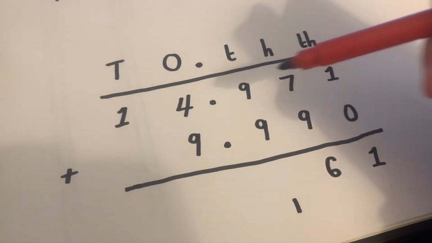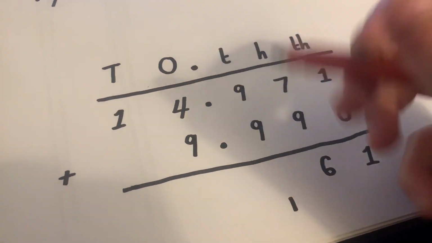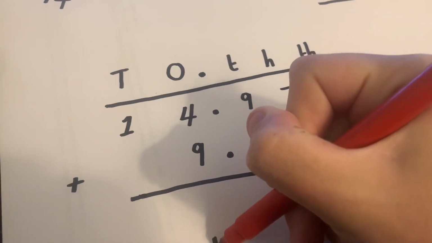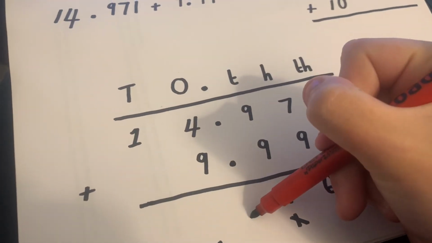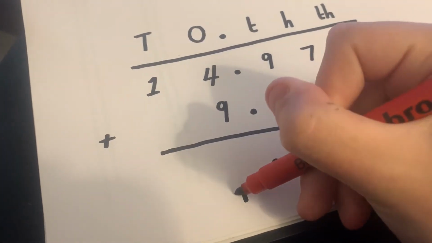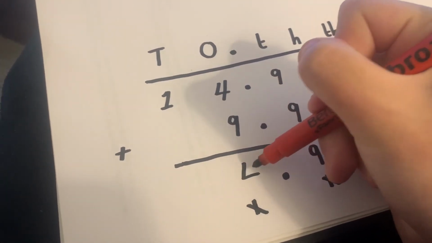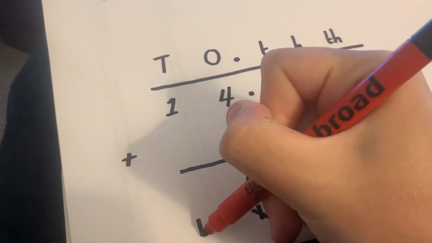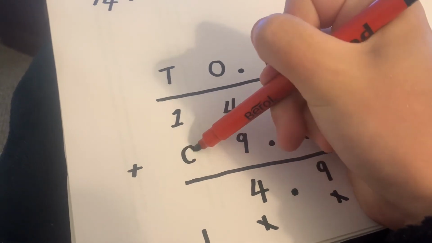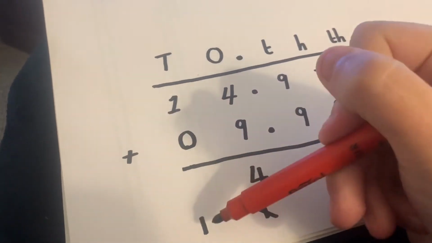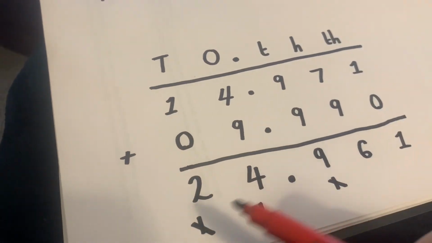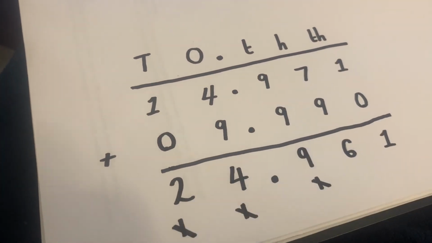9 add 9 is 18. Add the 1 is 19. So we pop a 9 in, carry the 1 across again, add in our decimal point. 4 add 9 is 13. Add our 1 is 14. So we add in a 4 and carry the 1 across. And then we've got 1, add nothing, so our placeholder of 0. Add the 1 at the bottom. And then pop in our 2, so 24.961.